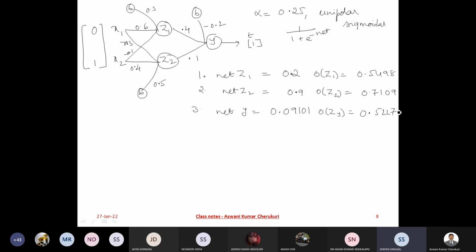We are calculating OZ1 using 1 upon 1 plus e to the power minus lambda net. Yes, I have written the activation function: 1 by 1 plus e power minus lambda net. So your actual output is 0.5227 and the target is 1. So we need to calculate the fourth step.